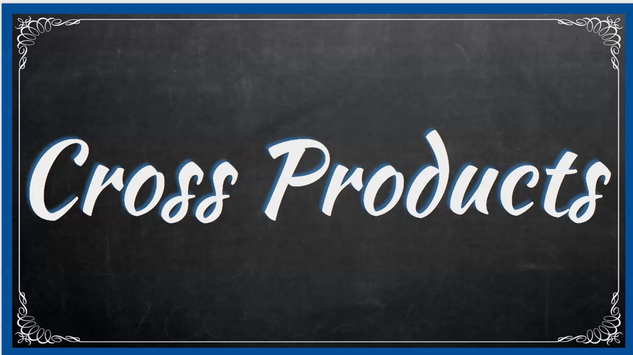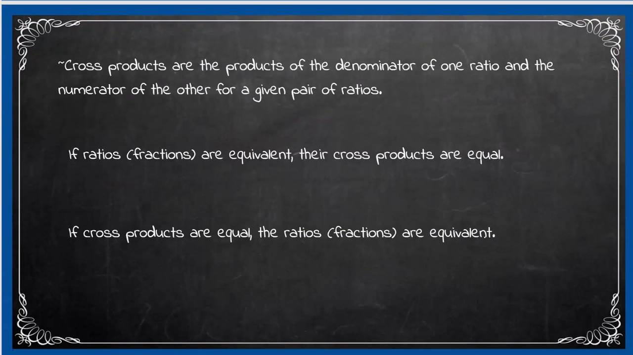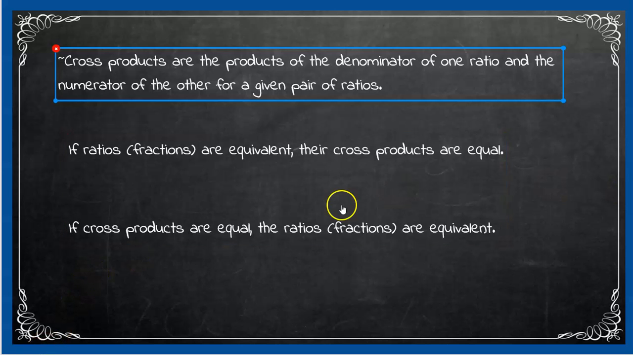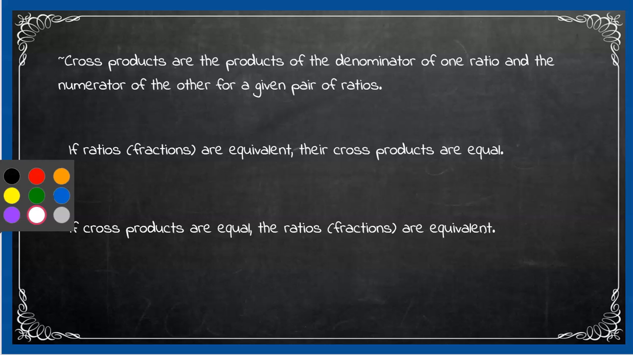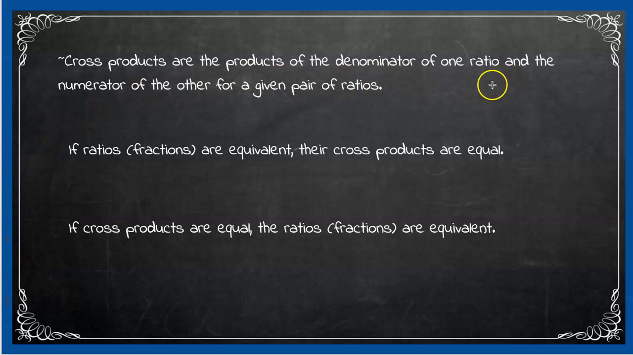Let's talk about cross products. So I'm going to give you the definition of cross products, but I'm also going to show you some examples to make it easier to understand. Look at the definition at the top of the slide. Cross products are the products of the denominator of one ratio and the numerator of the other for a given pair of ratios. Ratios can be written as fractions.